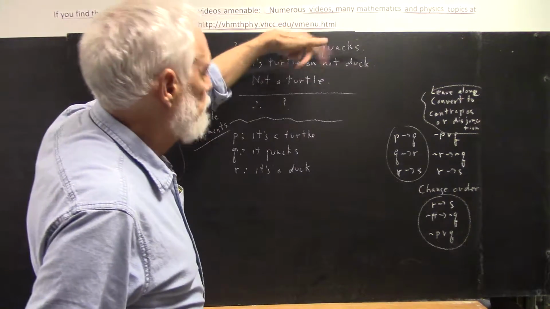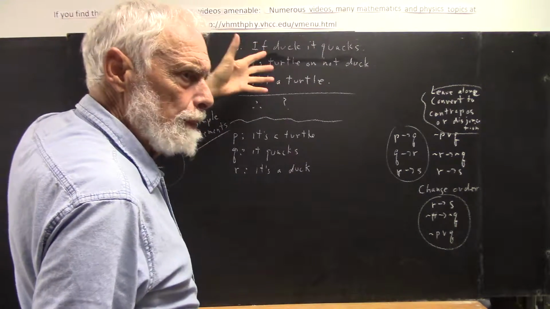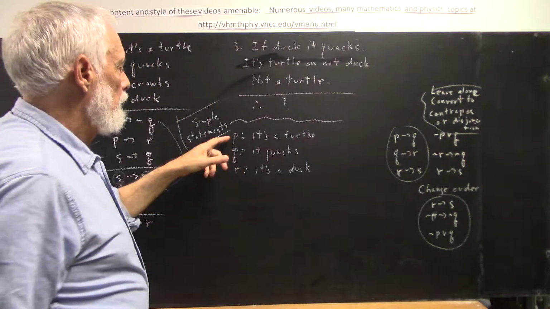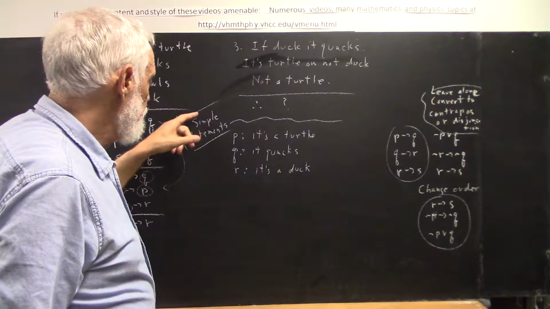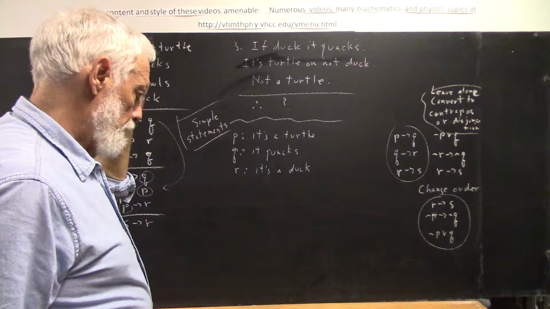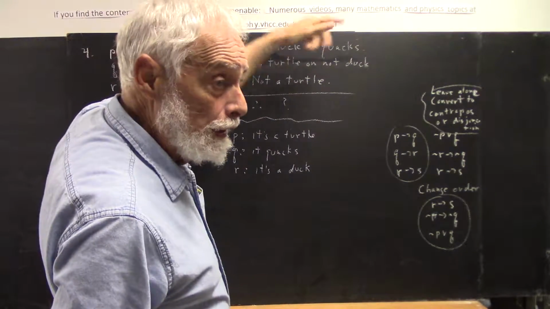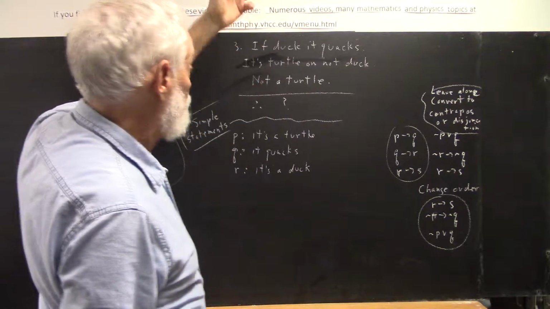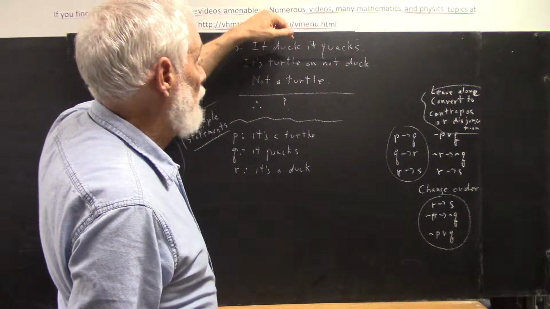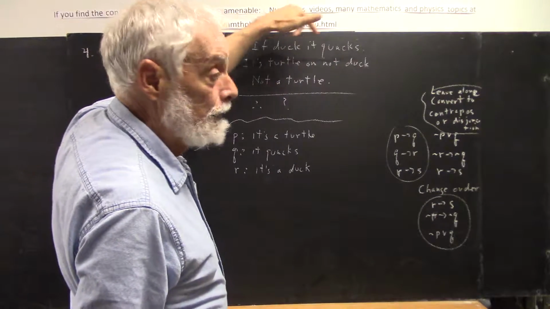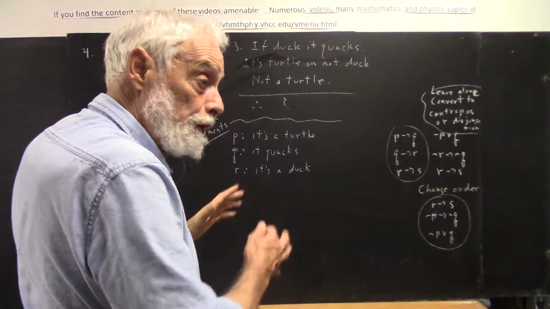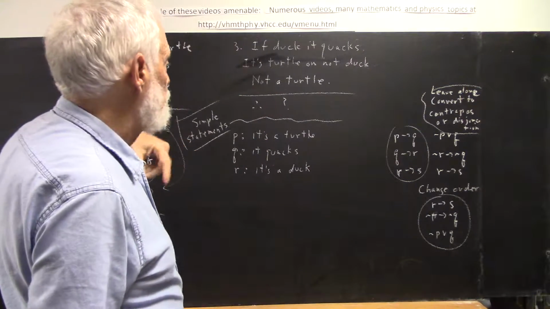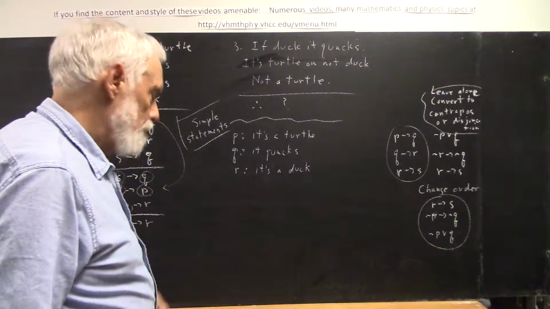Okay, so what we do is we symbolize the argument. And we symbolize an argument, and this is very important, by letting letters stand for simple statements. Now, if it's a duck, it quacks is not a simple statement. That's a compound statement. It's combining the statements it's a duck and it quacks. Two statements combined into one. So, how do we symbolize these?